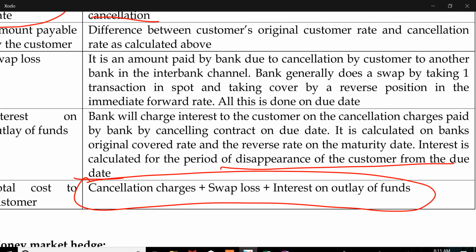If you are giving me dollars, I'll pay you. If you are getting dollars from me, you pay me the amount on the due date, if you are honoring your commitment. If you are asking for extension, I'll calculate the extension rate. Clear? Any doubts on this? This question has come 3-4 times in exams, an extremely important question. Let me know when I do the problem, you'll understand there can be a little bit of difficulty.